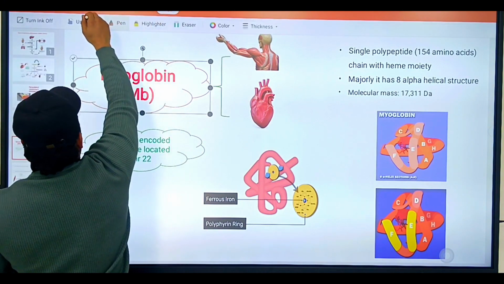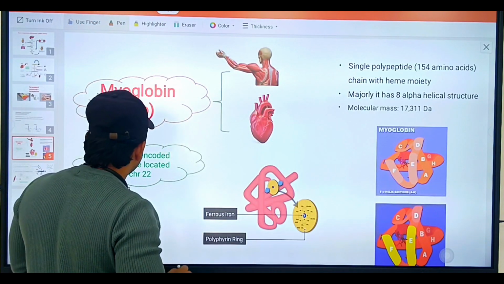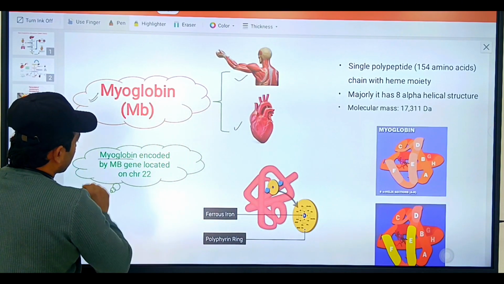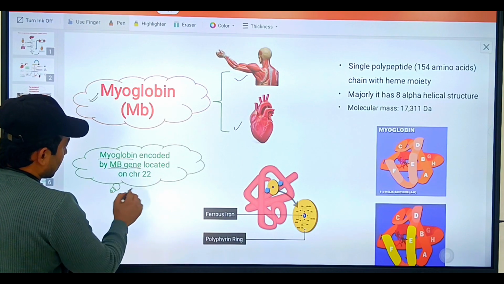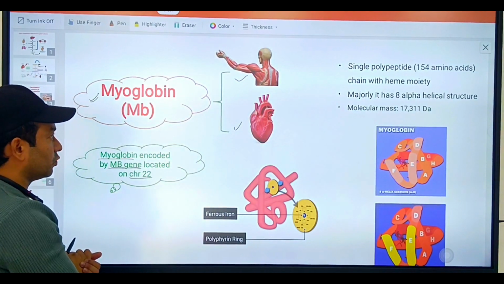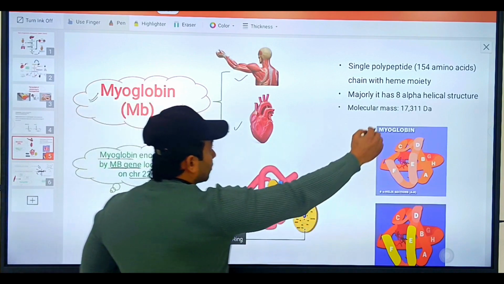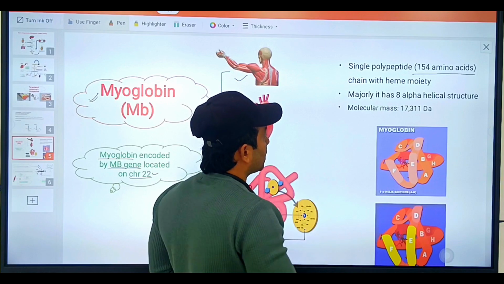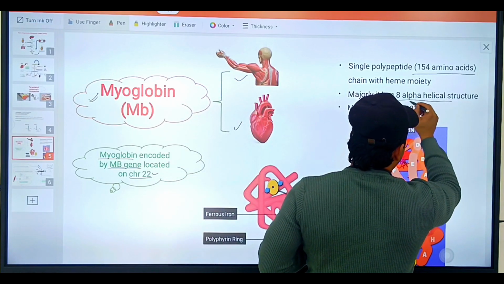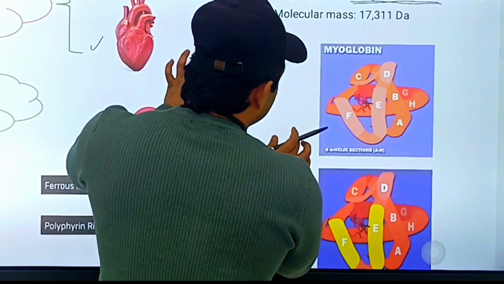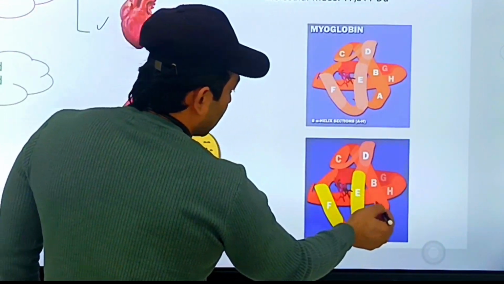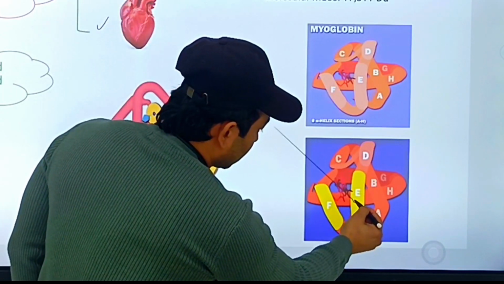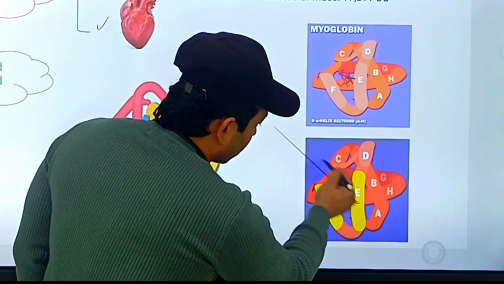Myoglobin is a protein present in the muscles as well as in the cardiac cell. The myoglobin protein is encoded by the MB gene, which is present on chromosome number 22. It is made up of 154 amino acids, and these amino acids fold to make 8 alpha helices. You can see the 8 alpha helices in this picture: A, B, C, D, E, F, G, H. Between the E and F helices, your heme moiety is present.